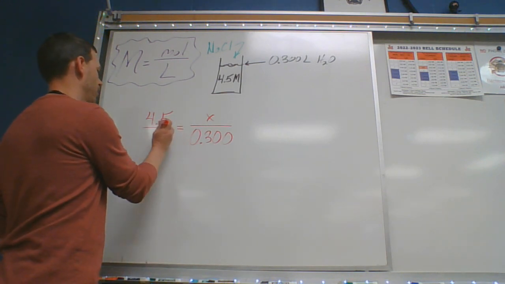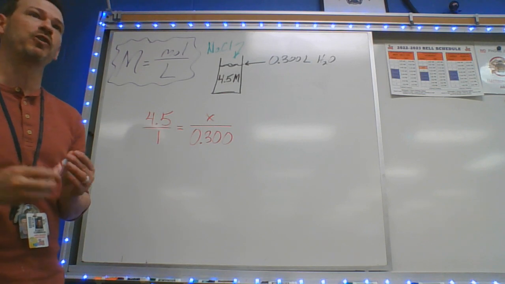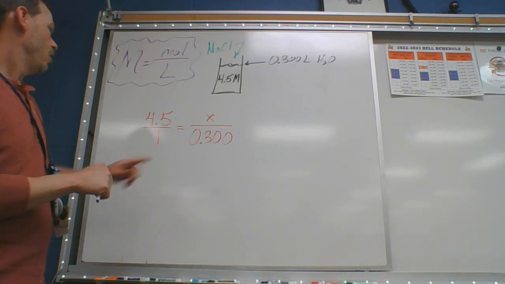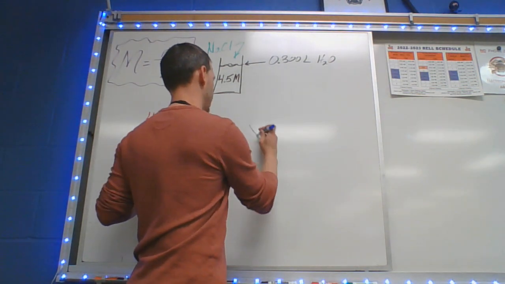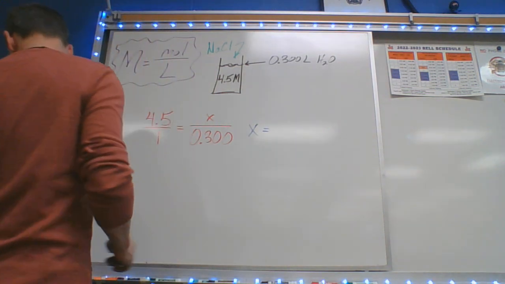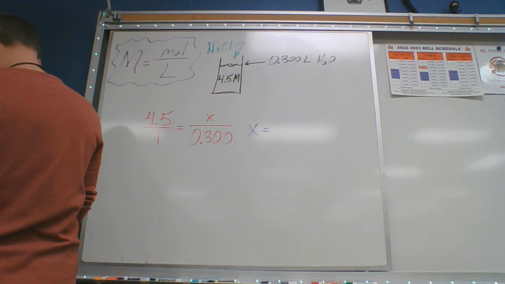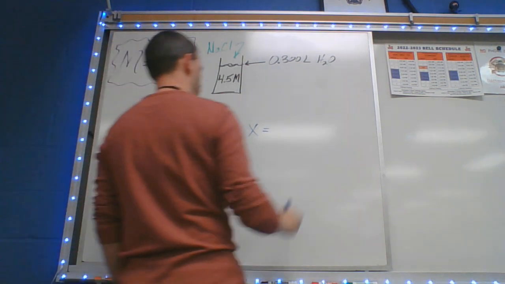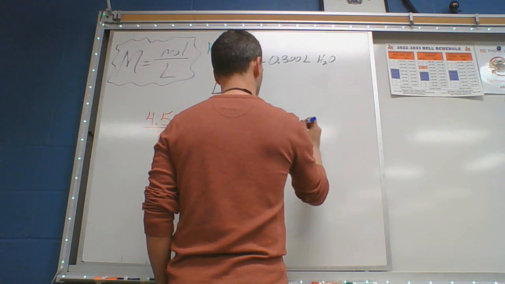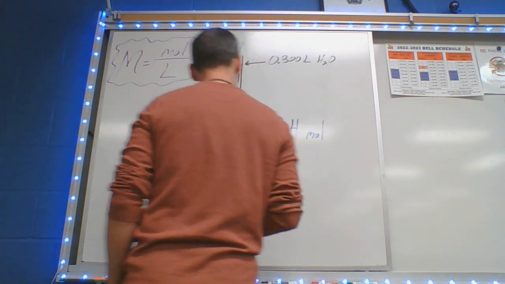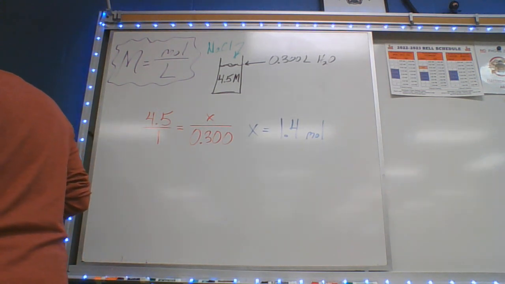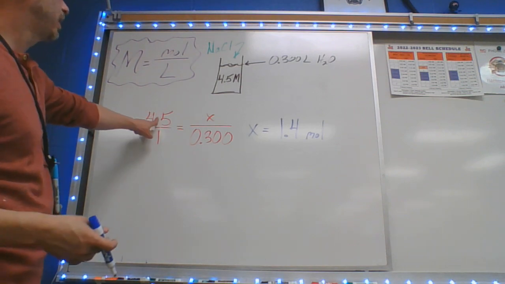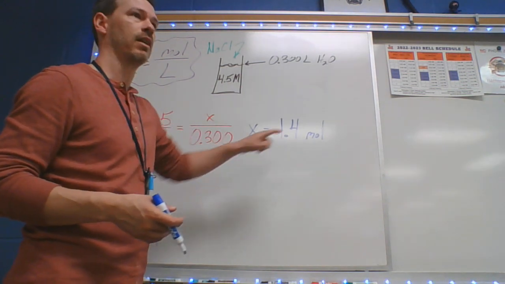This is simple algebra. I like to put the whole number over 1. It helps you visualize cross multiplication better. 1 times x is x. 0.3 times 4.5 is 1.4. Sig figs is what it is. I have 2 sig figs and 3 sig figs, so my answer's in 2 sig figs.